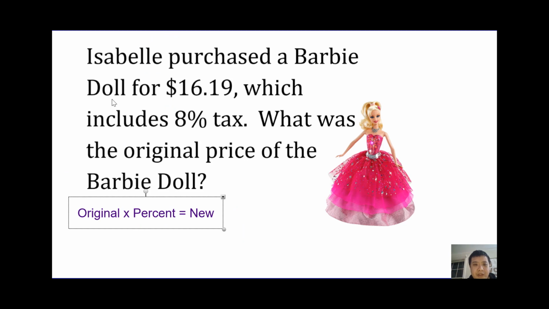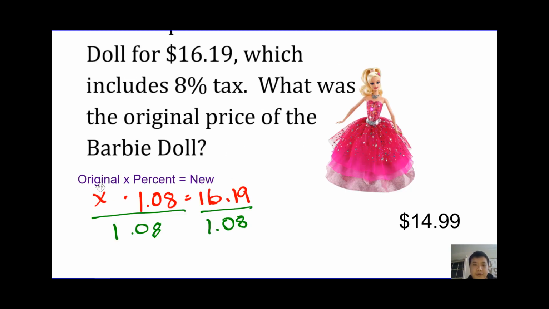Isabel purchased a Barbie doll for $16.19, which includes the 8% sales tax. What was the original price of the doll? Go ahead and try this one out on your own. So we're looking for the original amount, so x times 1.08 because $16.19 represents the price after tax. So divide both sides by 1.08, you get $14.99.